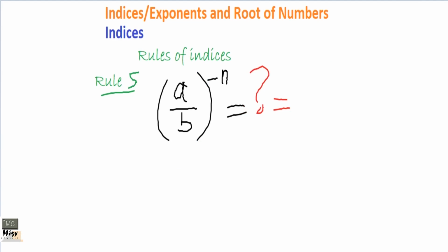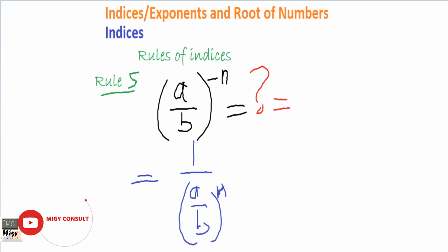Next one. We said that when you have a negative index, you make it positive by bringing it down. So a over b raised to the power negative n equals 1 over a over b raised to the power n, where n is a positive number.